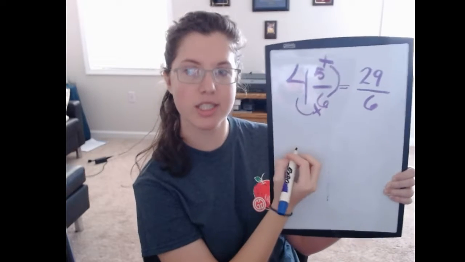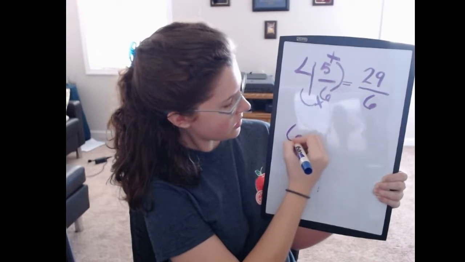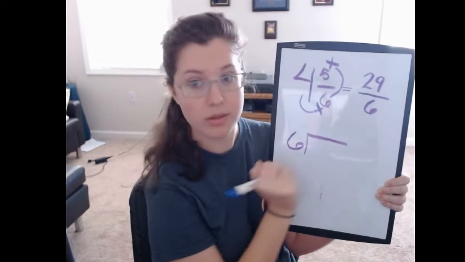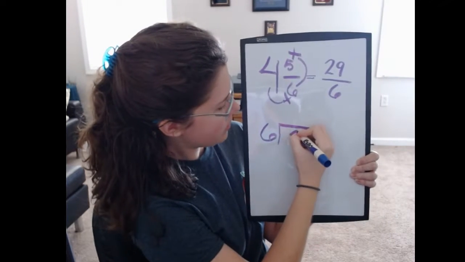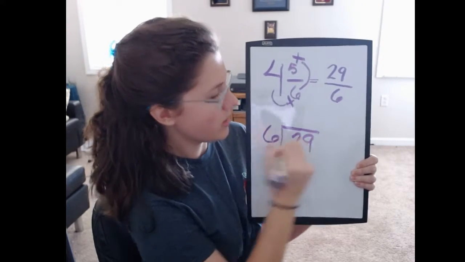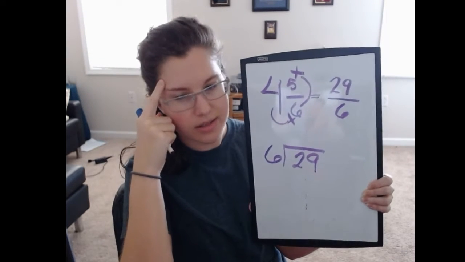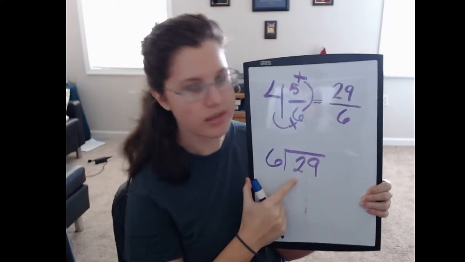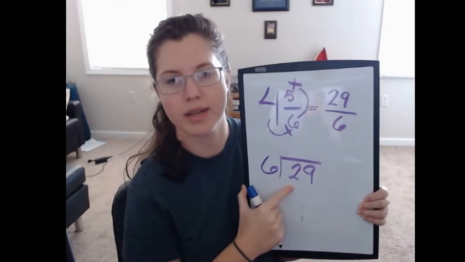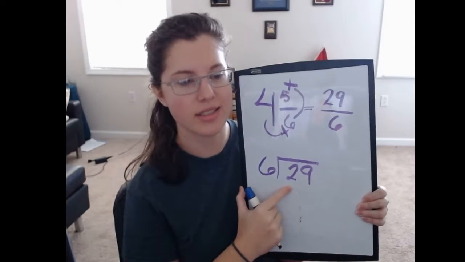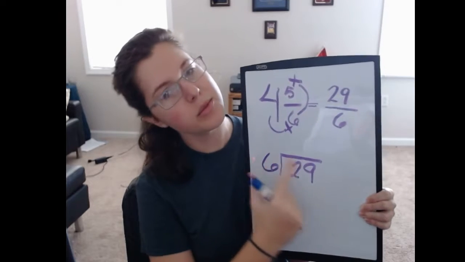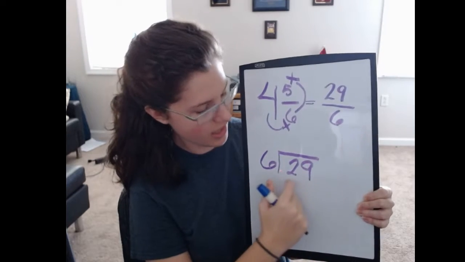So it would look just like this. 6 would be your divisor, you would go on the outside, and 29 would be your dividend, goes on the inside. So you would think to yourself, can 6 go into 2? No, nothing. Nothing works there. Then you move over. Can 6 go into 29?